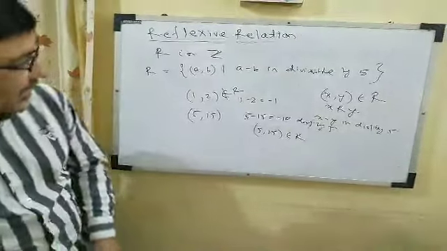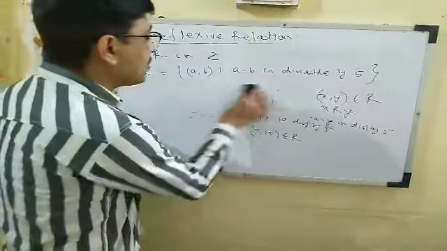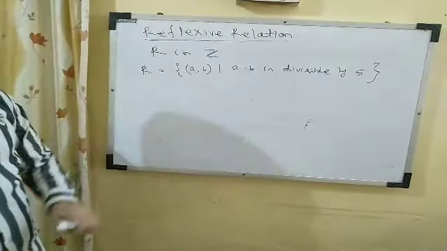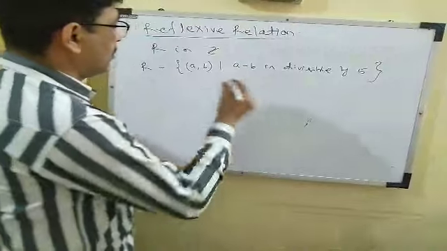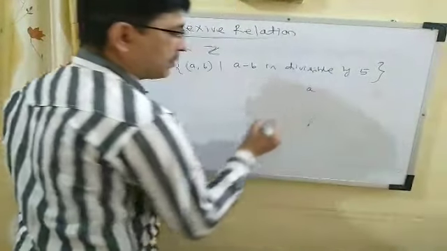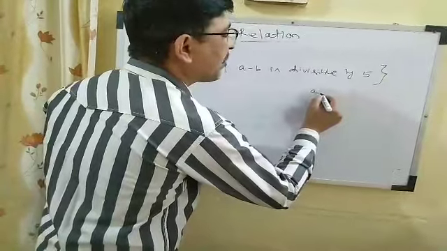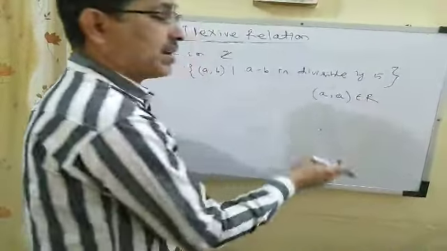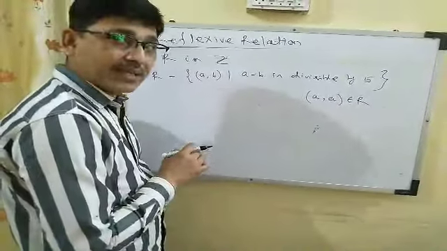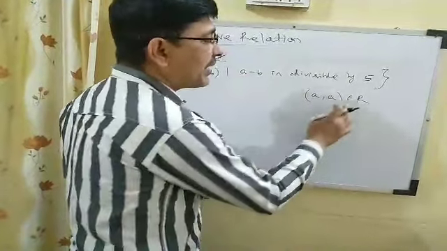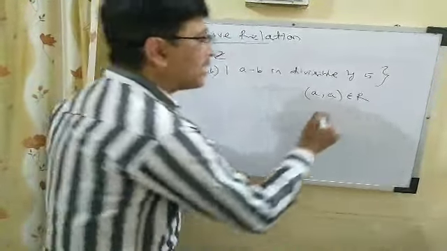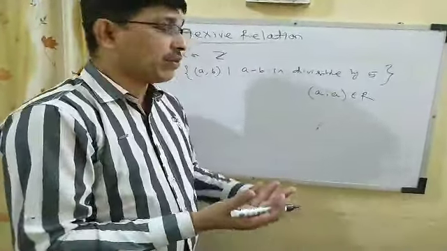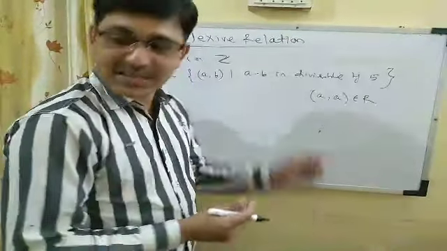We have to check whether this relation is reflexive or not. So the relation will be reflexive only when every element of this set Z is related to itself. So if we consider any element a, this a should be related to itself, or in other words we can say (a, a) is an element of R. If (a, a) is an element of R, then only the relation will be reflexive. So under what condition will this (a, a) be an element of R? This will be an element of R if a minus a is divisible by 5. And what is the value of a minus a? a minus a is 0. And we know 0 is divisible by 5. That's why the relation is reflexive.